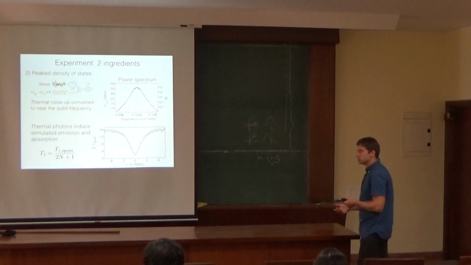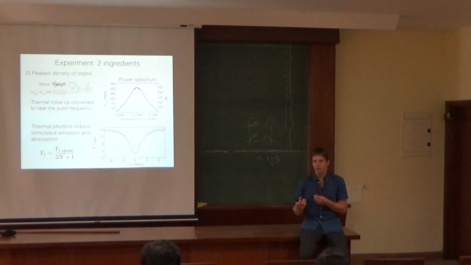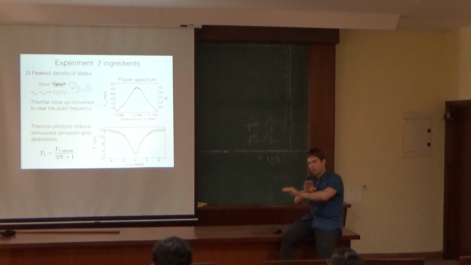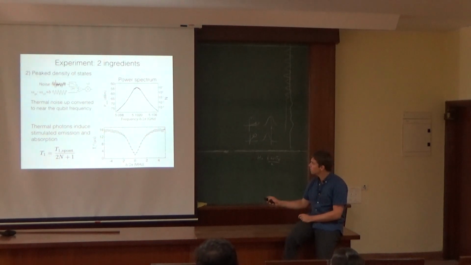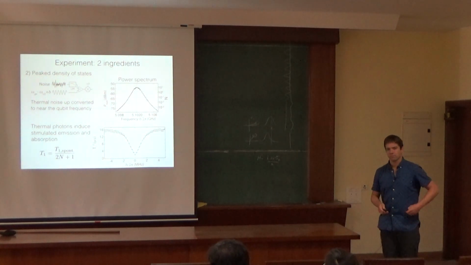Now these thermal photons induce stimulated emission and absorption in the qubit, and thereby end up shortening the T1 time of the qubit, or the decay time. So here's the T1 time of the qubit measured as we change the frequency of the bath relative to the qubit by changing this detuning. You can see T1 is normally 16 microseconds, and then it goes down to about 2 microseconds, and then comes back up to 16 microseconds. It's effectively mapping out how many photons we have in this bath.